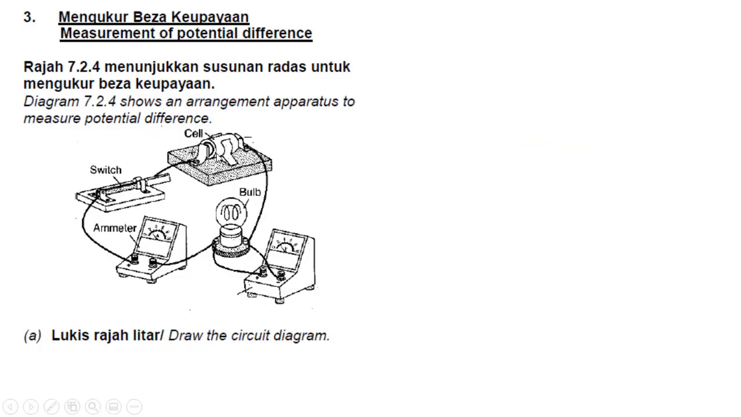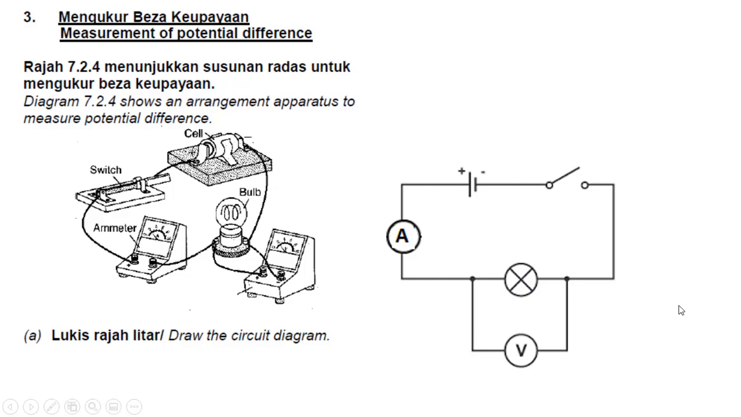Okay, so this time we have one battery, switch, ammeter, bulb, same as last time. But this time we have the voltmeter connected in parallel with the bulb. So draw the circuit diagram. So this will be the circuit diagram.